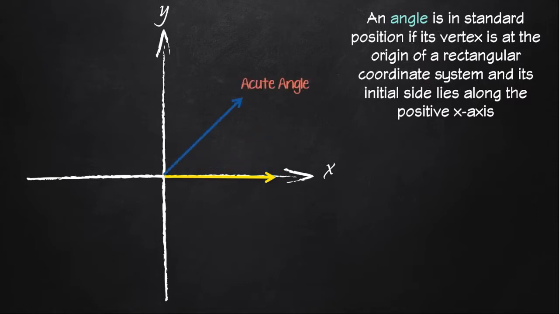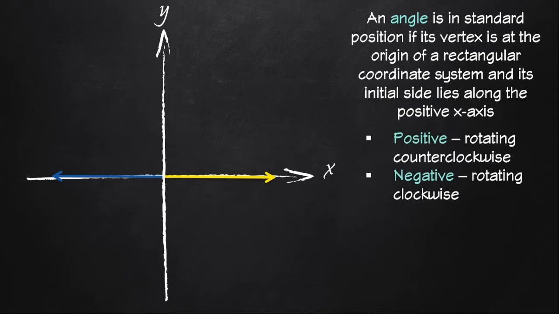So we have many kinds of angle: acute angle, right angle, obtuse angle, straight angle. So an angle is said to be positive if its terminal ray is rotating counterclockwise, and negative if it's rotating clockwise. So you have there a negative angle.